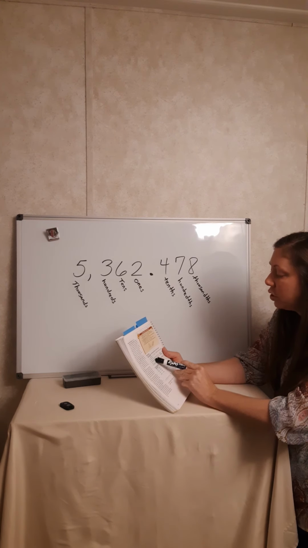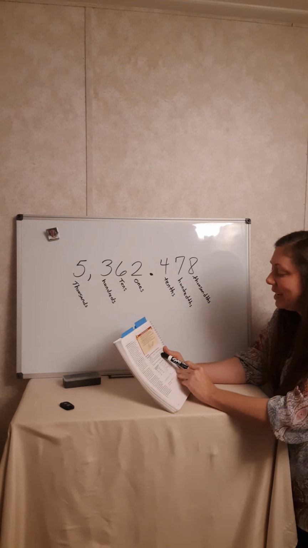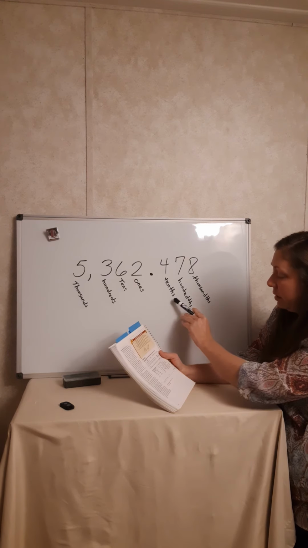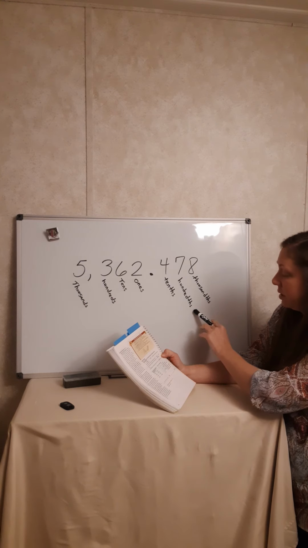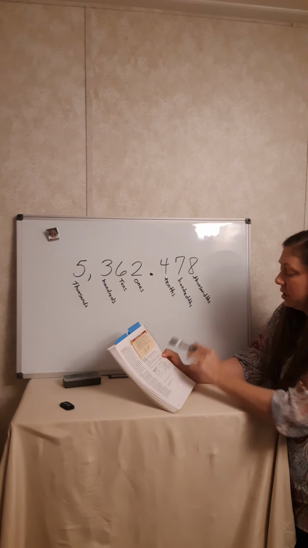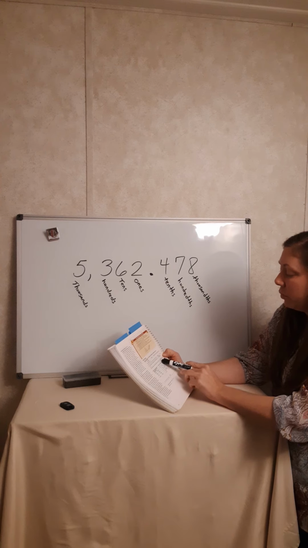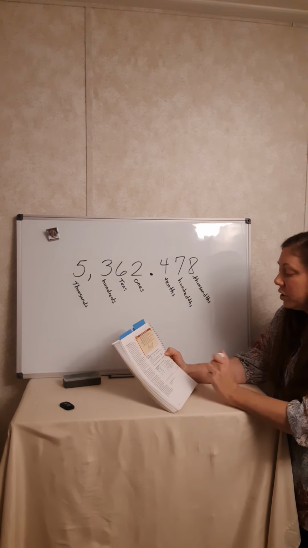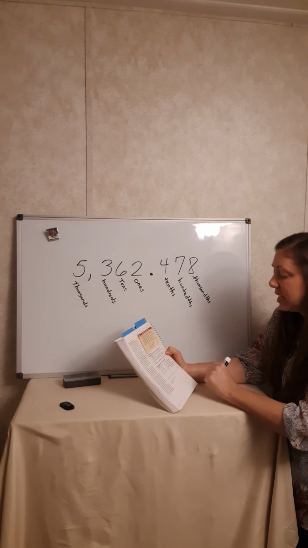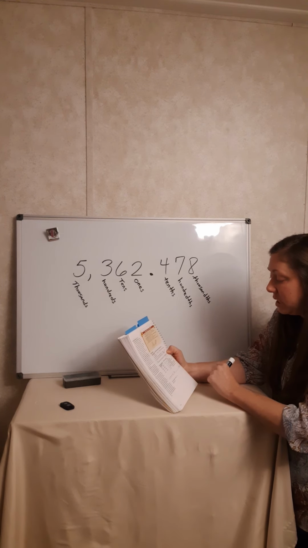The first place to the right of the decimal point is the tenths. There we go, tenths. The second place to the right of the decimal point is the hundredths. There you go, hundredths. Then the third place to the right of the decimal point is the thousandths. Thousandths here. Now number 2 says, read these decimals and circle the digit in the tenths place.